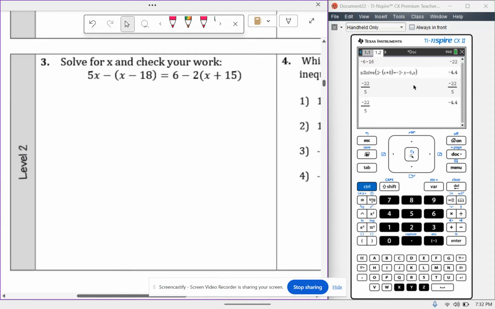Solve for x and check your own work. Okay, so I'm solving for x. My answer is going to look like x equals. Let's hit it. I'm going to test my answer, or I guess check my answer too, with nsolve at the end, okay? So I have 5x minus, and then I have a whole thing in parentheses. So I'm going to put a negative 1 and distribute it.